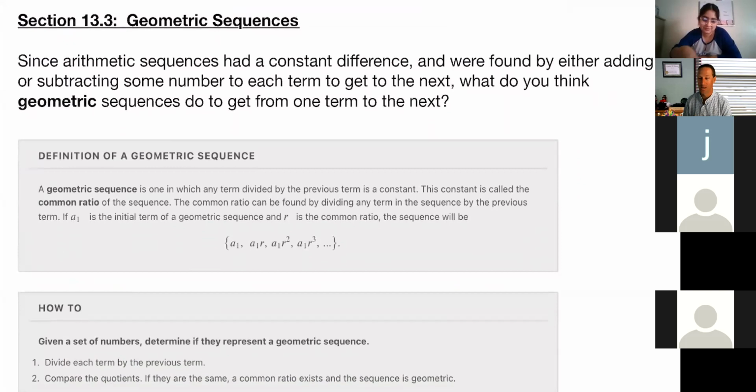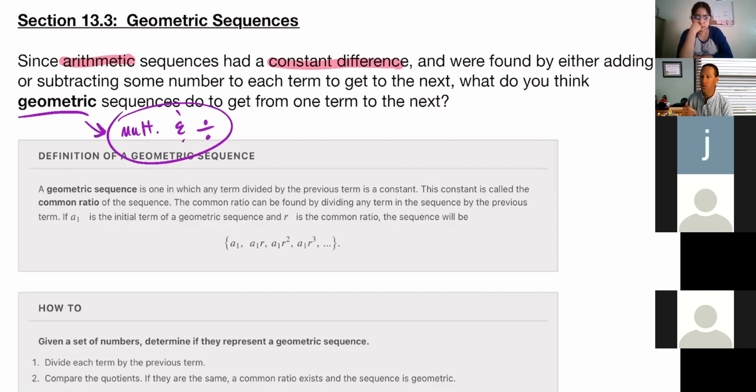That's it for 13.2. Last thing, 13.3. Geometric sequences. So remember 13.2 was arithmetic, where we used arithmetic, adding and subtracting to get from one to the next. It had that thing we called the constant difference. Well, what do you think geometric represents? Constant ratios. Very good. Geometric is then going to be using multiplication and division.